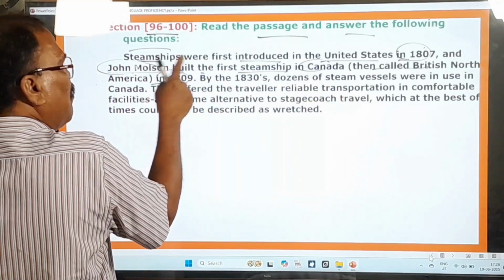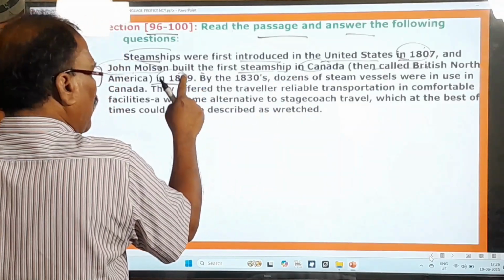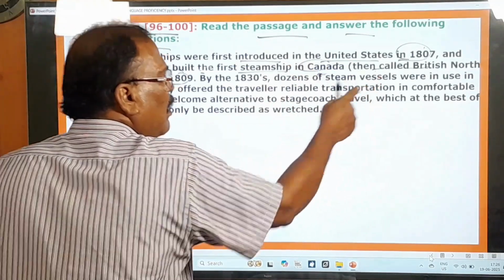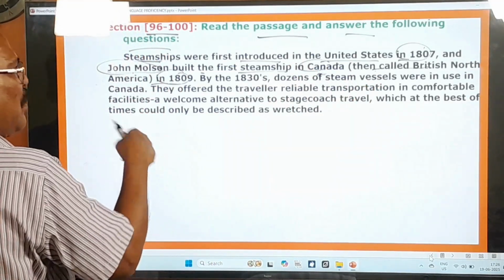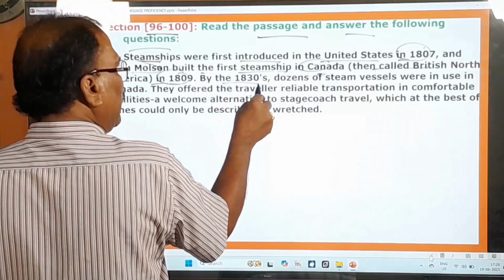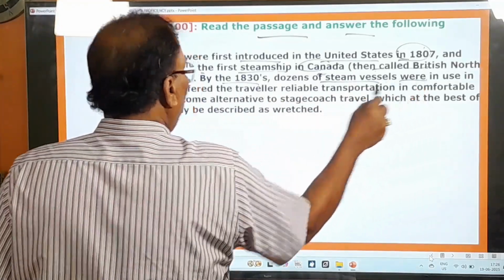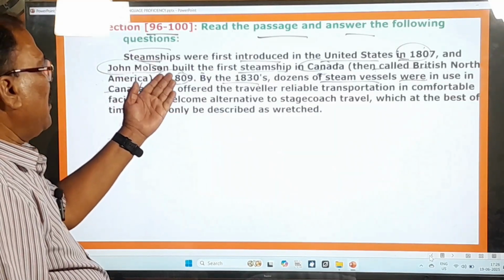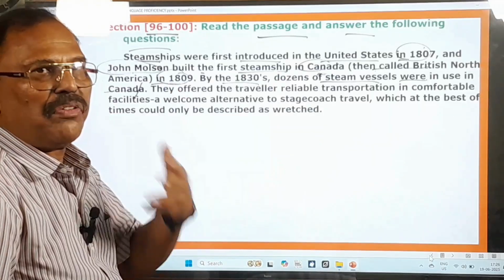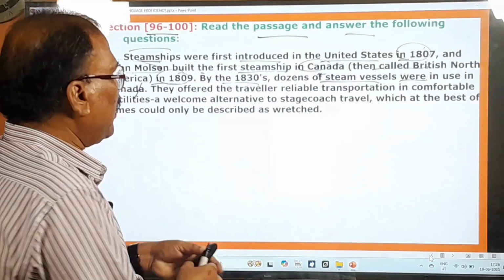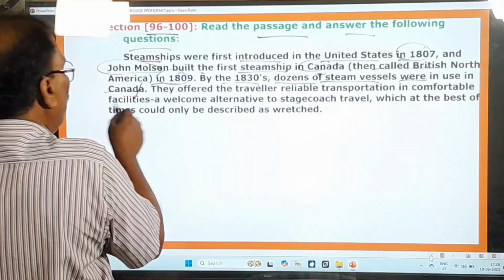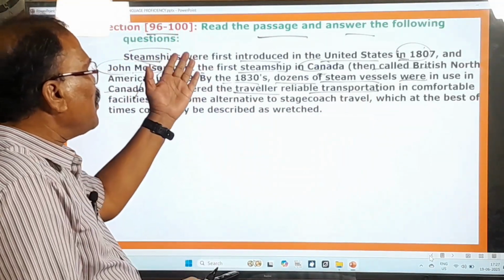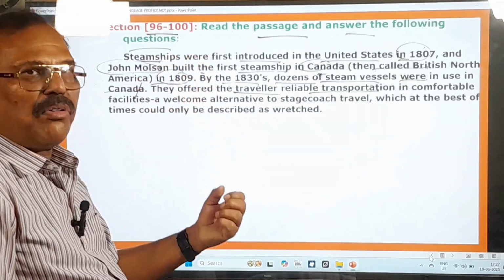John Molson built the first steamship in Canada in 1809, and here about this Canada, some additional information is given. In those days, Canada was called British North America. And here you go to the next sentence. By the 1830s, dozens of steam vessels were in use in Canada. So this steamship was invented in 1809, and in just 21 years, by the 1830s, dozens of steam vessels were in use in Canada. They offered the traveler reliable transportation. So these steamships offered the travelers reliable transportation.